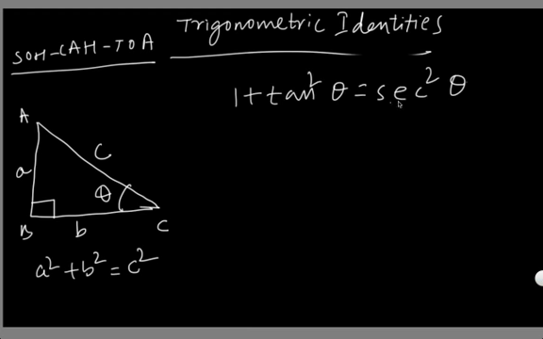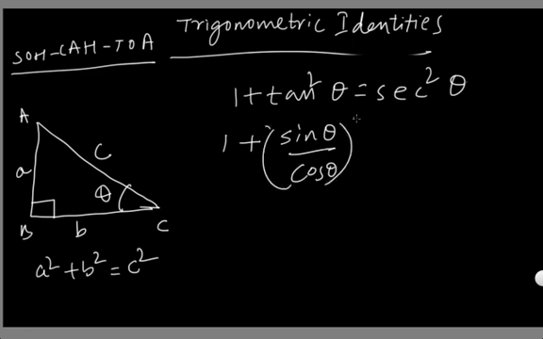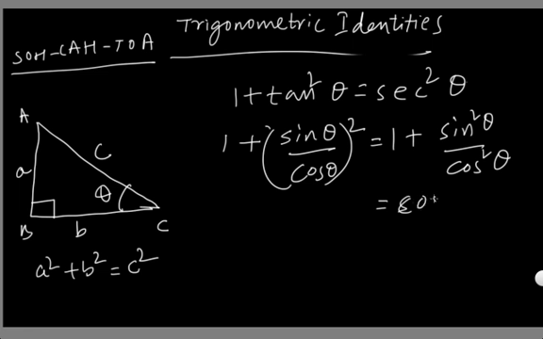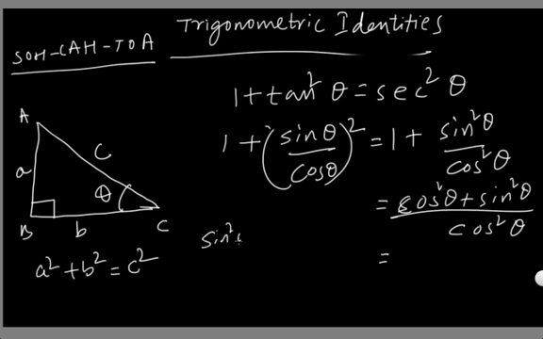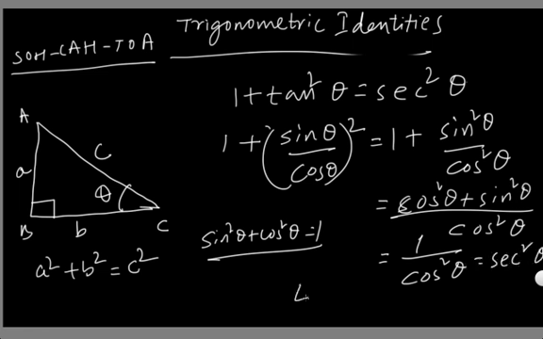Another way to prove the same identity is, we know tan theta is sin theta by cos theta. So 1 plus sin theta by cos theta, whole square, is nothing but 1 plus sin square theta by cos square theta, which is nothing but cos square theta plus sin square theta by cos square theta. We know from the previous identity that sin square theta plus cos square theta is equal to 1. So cos square theta plus sin square theta is 1, which gives 1 by cos square theta, which is nothing but secant square theta. So LHS is equal to RHS.